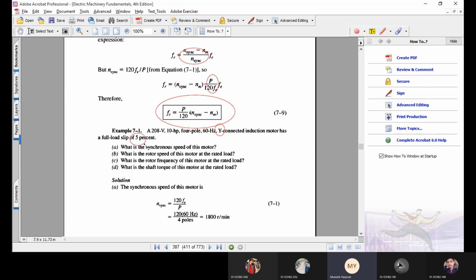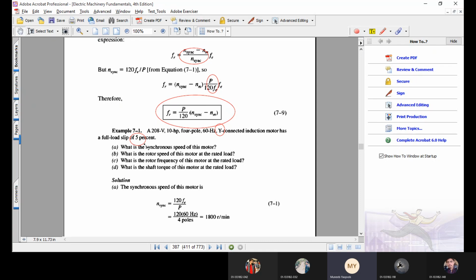Question number 1: what is the synchronous speed of this motor? We all know from chapter 4 that the synchronous speed has the formula 120 f upon p. We know that the frequency is 60 hertz and the number of poles is 4. So n synchronous is 120 f upon p, that is 1800 revolutions per minute. So it is quite a simple part 1.